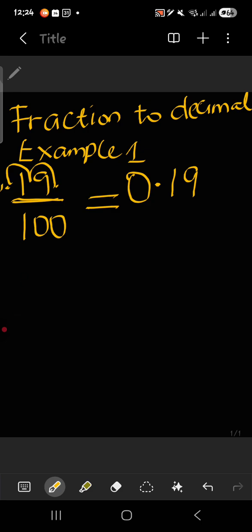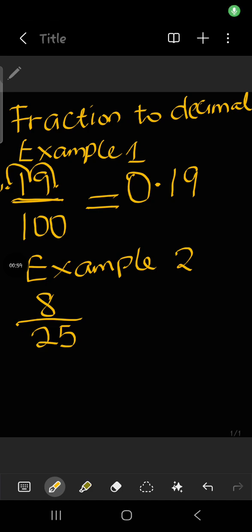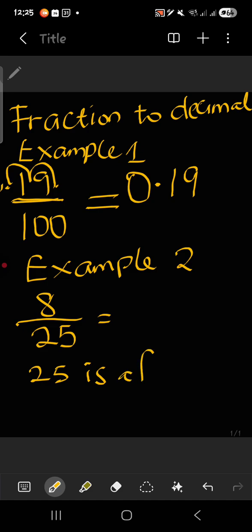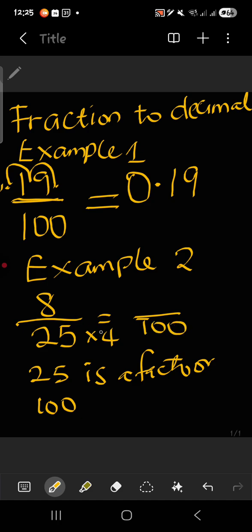Now the second example. The second example is 8 divided by 25. You can decide to use a long division method, but then I just realized that 25 is a factor of 100. That means I can multiply 25 by 4 and it will give me 100. So whatever I do to the top part, I do to the bottom part, and I multiply this by 4 and it gives me 32.